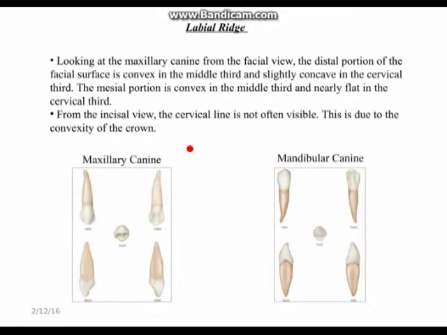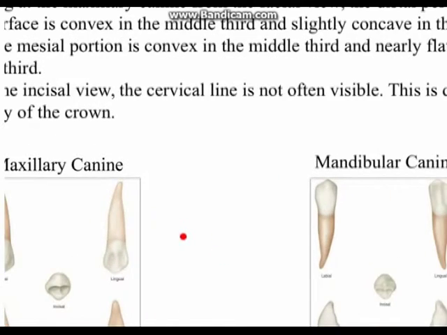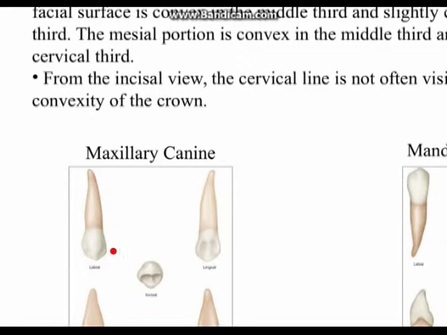Okay, so looking at the maxillary canine from the facial view, the distal portion of the facial surface is convex. Let's zoom in and see. The distal portion is convex. Right here, convex is like a bulky outside shape. And it's convex in the middle third. Right here, we can see it. It's right in the middle third, right about here, okay?